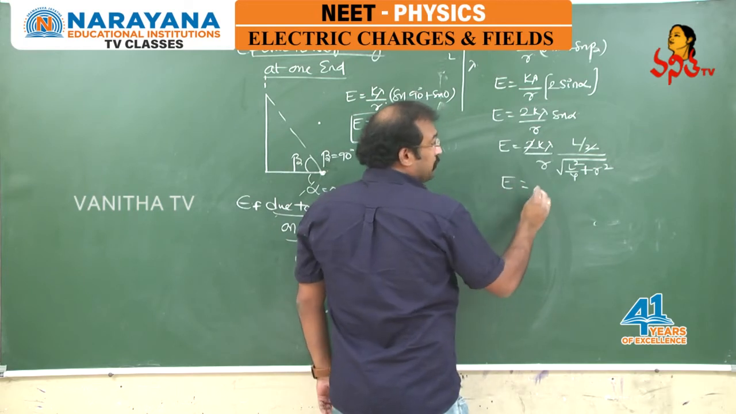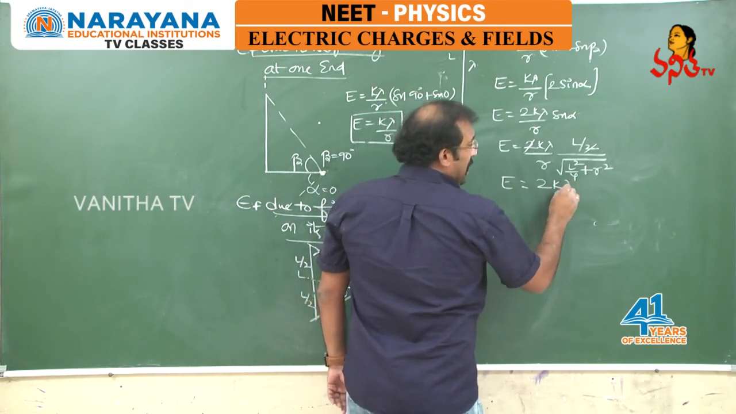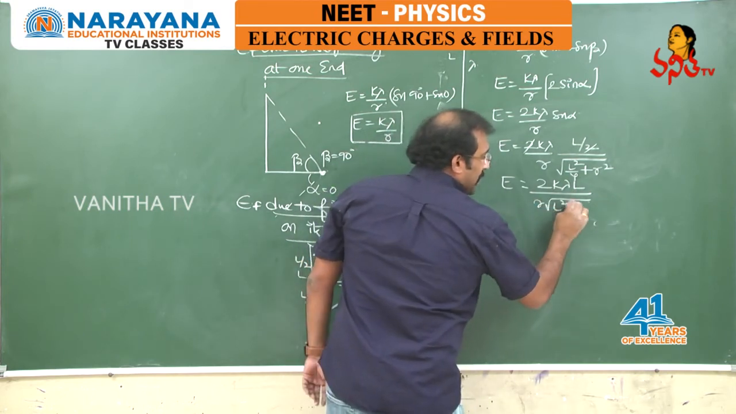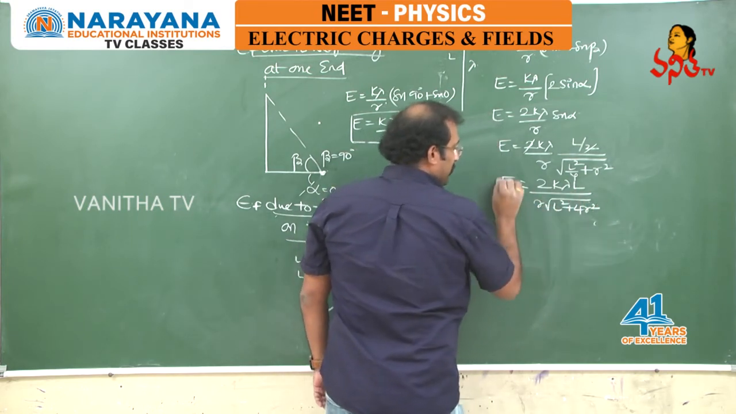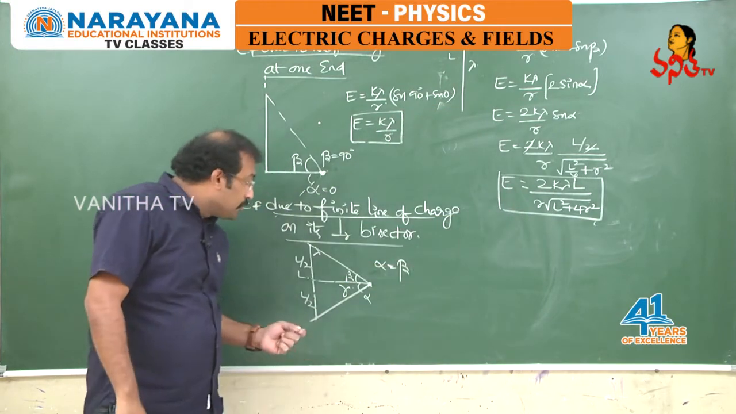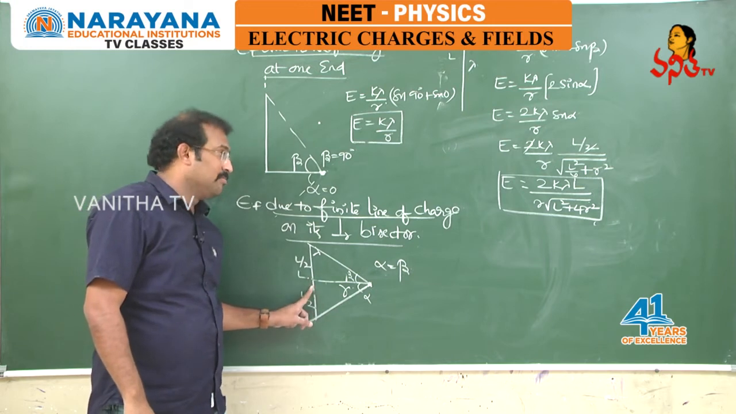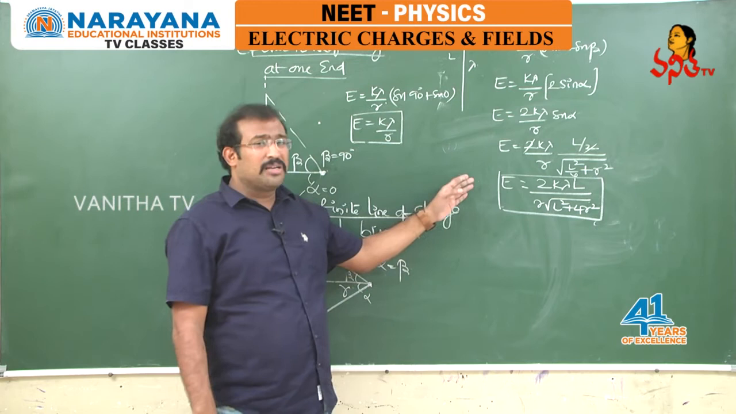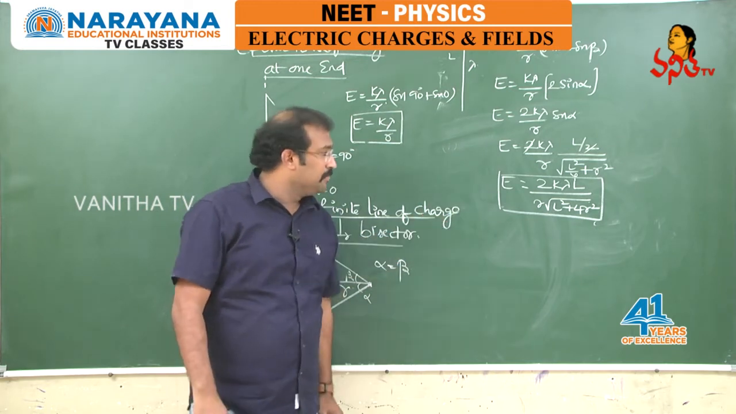E is equal to 2k lambda into L by r into root of L square plus 4r square. So this is a way that we can write the electric field due to a finite line of charge. So this is about the electric field due to a line of charge density lambda.